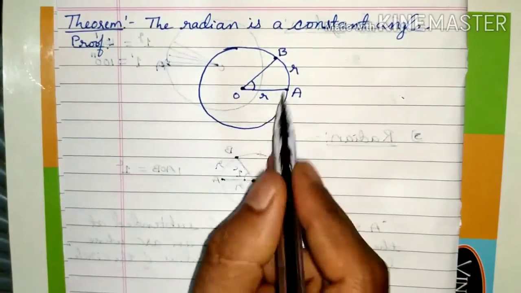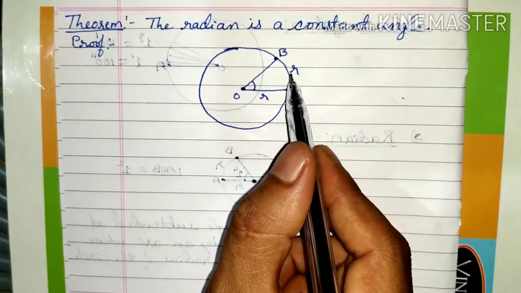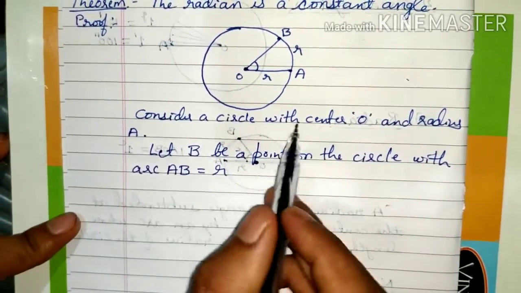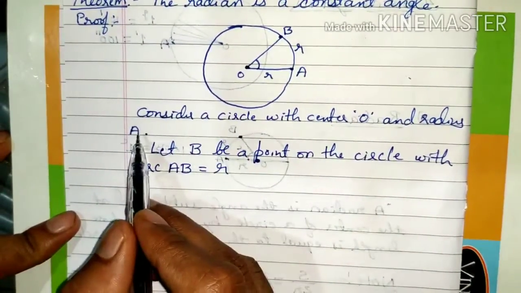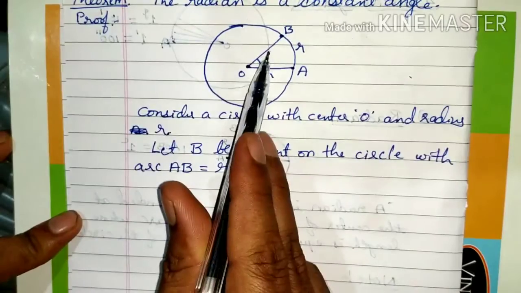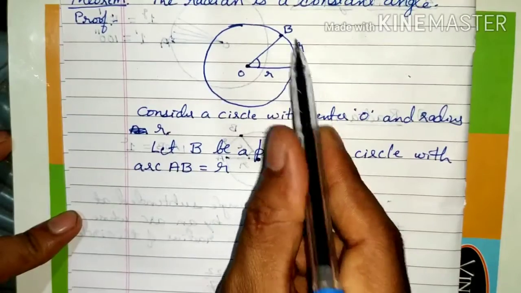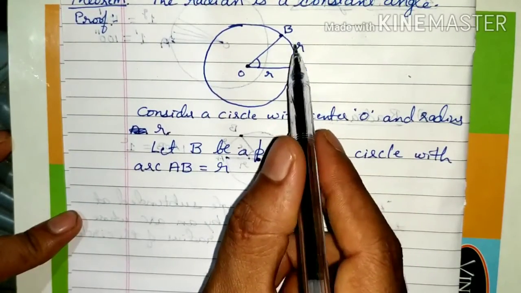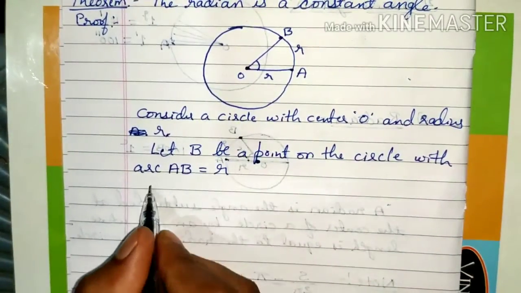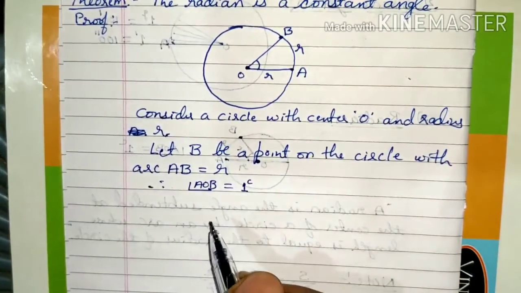Okay, the construction that we have made here, that is center O and radius r and arc AB, length r, so that we have to write in words. Consider a circle with center O and radius r, let B be a point on the circle with arc AB equal to r. If radius and arc length are equal, then the angle made by this arc at the center will be 1 radian, right? By the definition of radian, therefore angle AOB is equal to 1 radian.